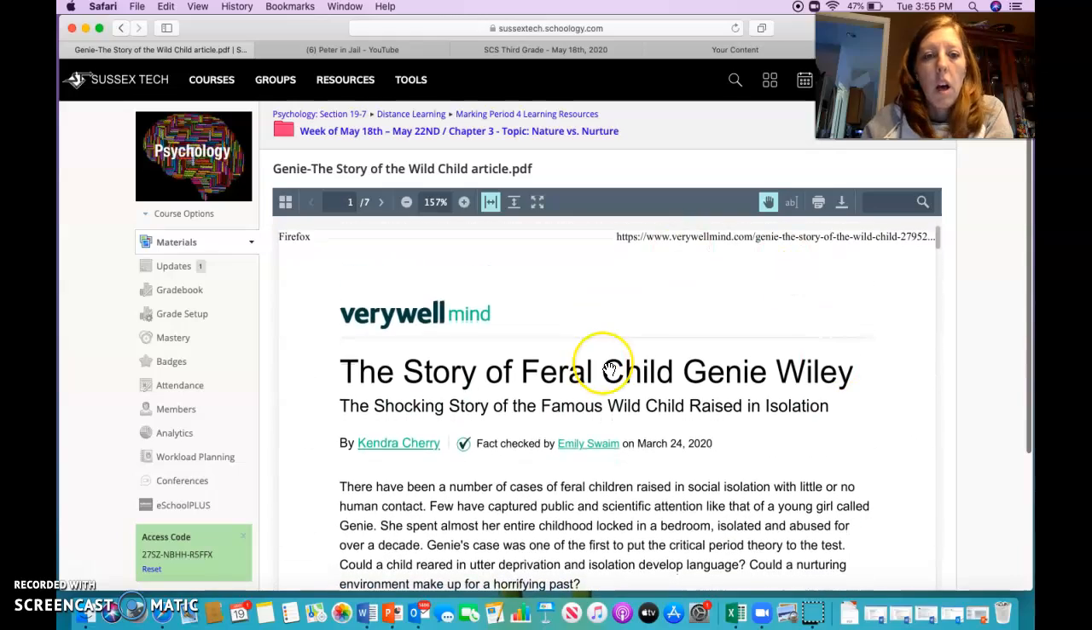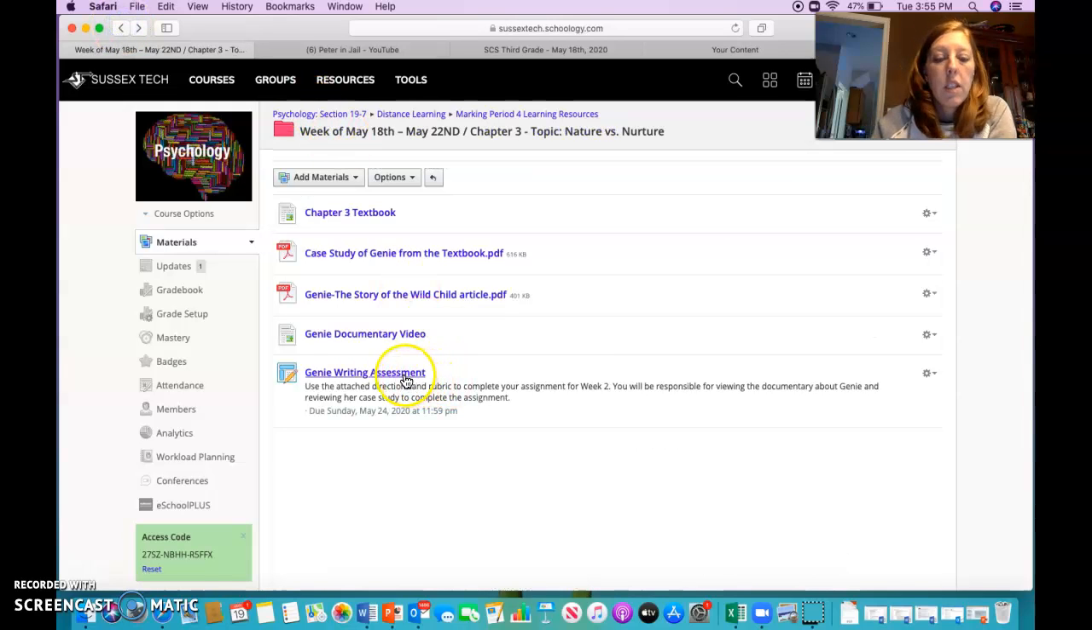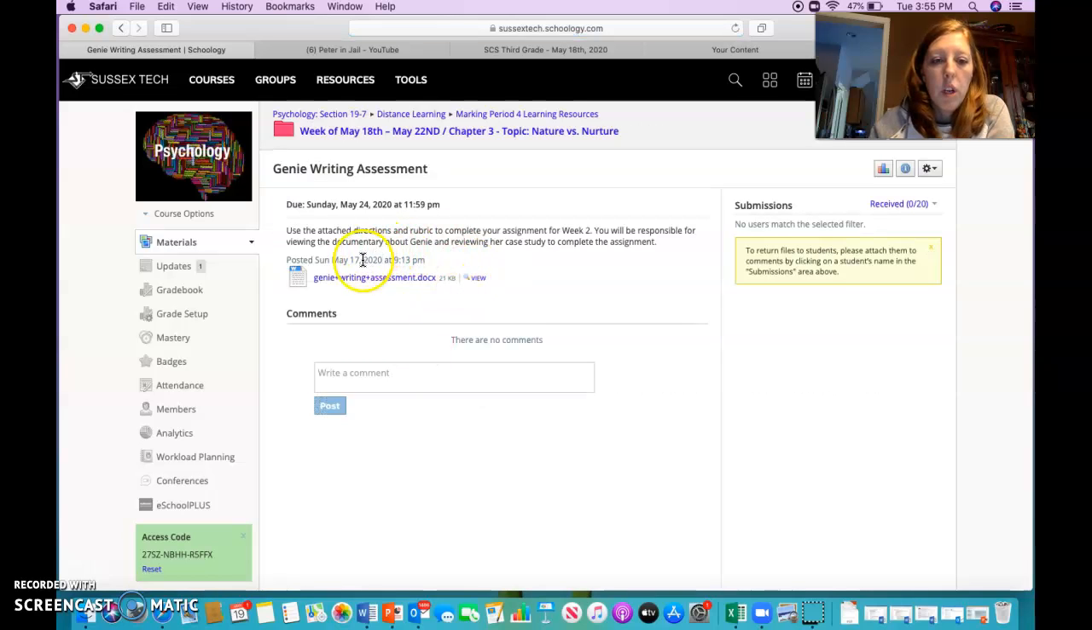So read the case study from the textbook, which is posted on Schoology. Watch your documentary, and then go back and read this short little article for some additional information. Your last thing is going to be this Jeannie writing assessment. You're going to use the attached directions and rubric to complete your assignment for week 2. You'll be responsible for viewing the documentary about Jeannie and then reviewing her case study to complete the assignment.